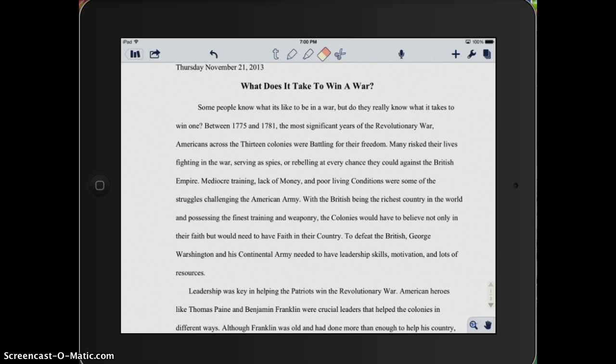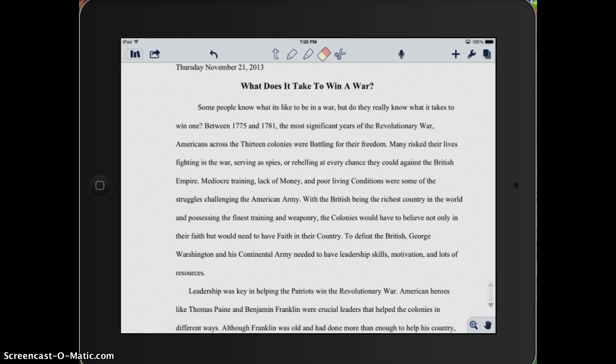Mediocre training, lack of money, and poor living conditions were some of the struggles challenging the American army. With the British being the richest country in the world and possessing the finest training and weaponry, the colonies would have to believe not only in their faith, but would need to have faith in their country. To defeat the British, George Washington and his Continental Army needed to have leadership skills, motivation, and lots of resources.